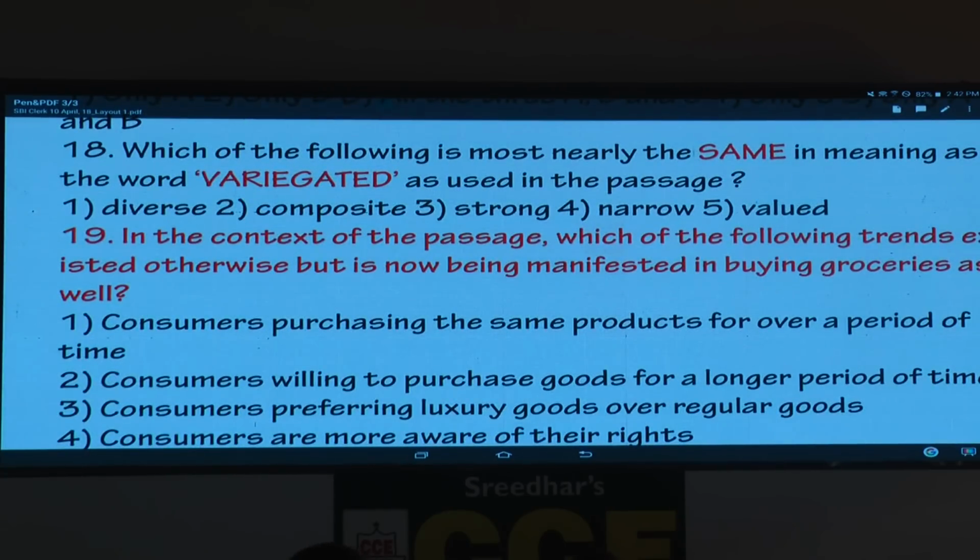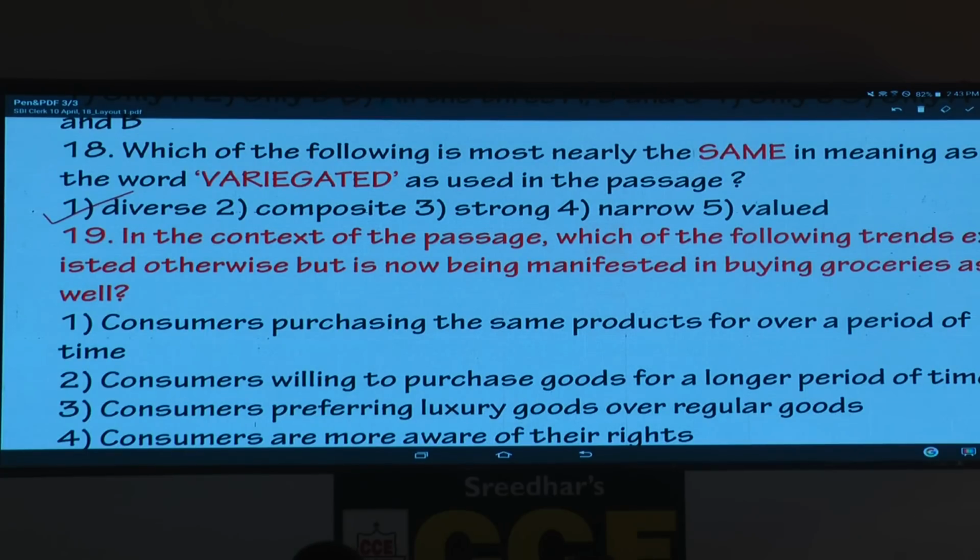Question number 18. Variegated. Usually this goes with, if you study botany, when they describe the shapes of leaves, they use this, variegated. Again, they use the colors of leaves or animals. So what is the meaning of that? Diverse. Variegated means what? Different, diverse. So as simple as that. The answer is the first option, different.